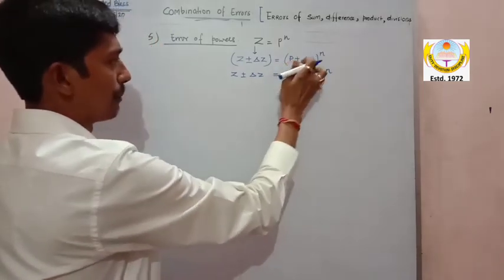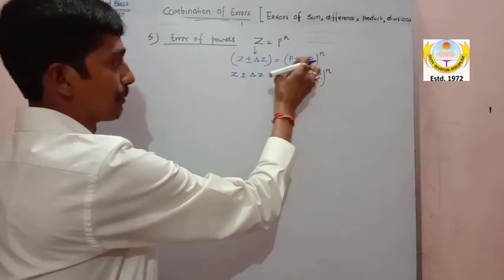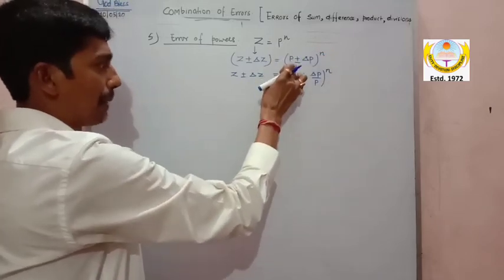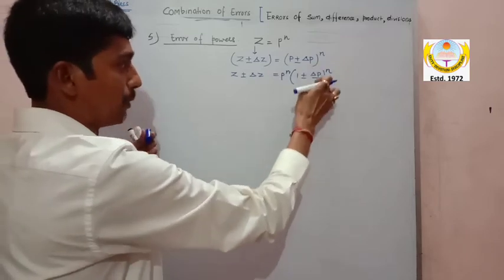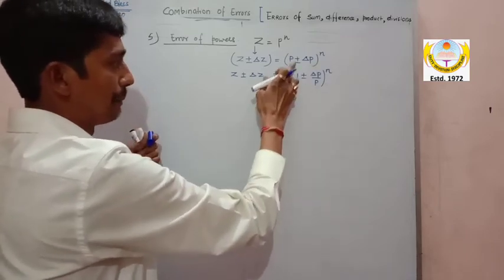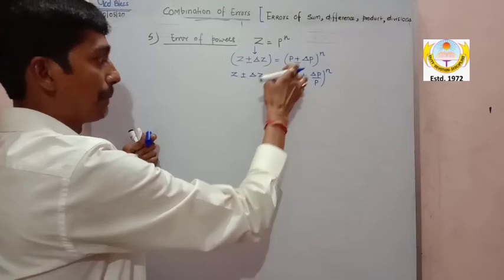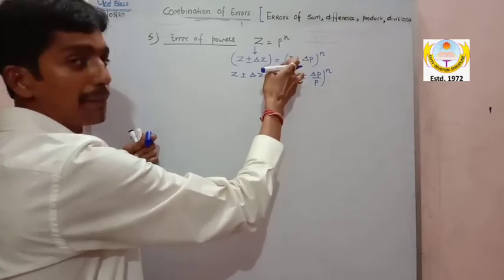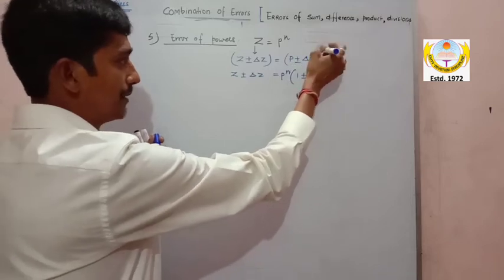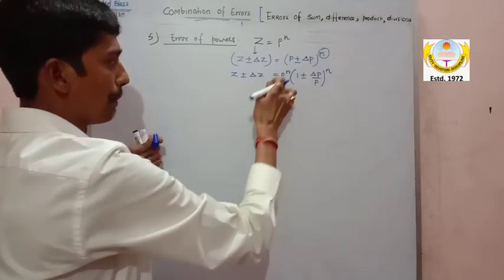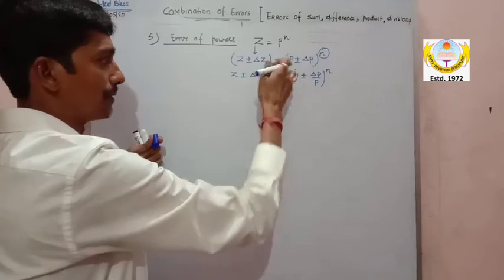P power n is common here, because P के power में n है. So when I take it out, I will take P power n outside, and inside it will be 1 plus minus delta P by P, whole power n. Then only it is P power n. Here P power n is taken out because the term P is not alone, there is a power n. So when I took common, P power n is taken common.